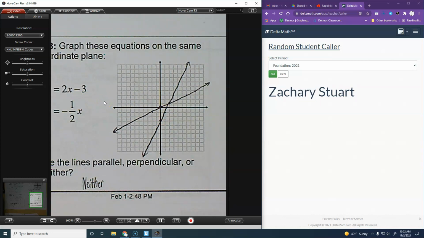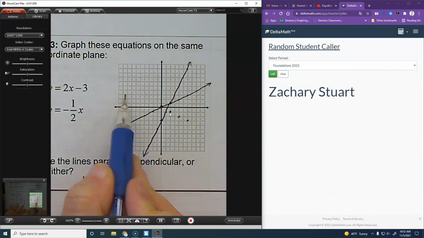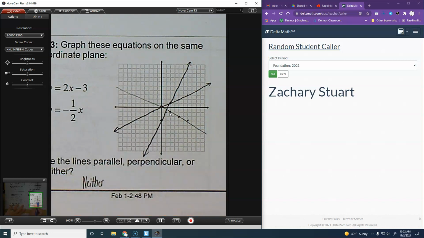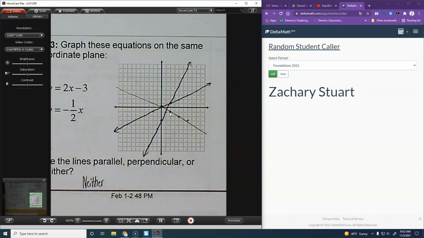Has he got the second one right? Oh, no, Zach. Delta Math is evil this morning. It knows everybody that has a mistake. What did you do wrong on that one, Zach? You did a positive slope instead of a negative slope. So right here, we should have went down 1 to the right 2. And so instead of that line that he has there, we should have a negative slope like that. So you won't have that line.